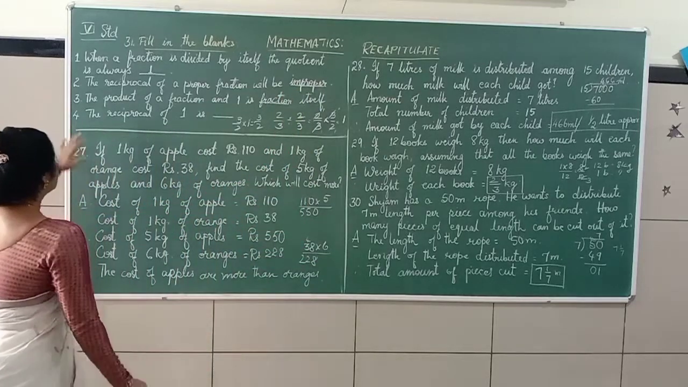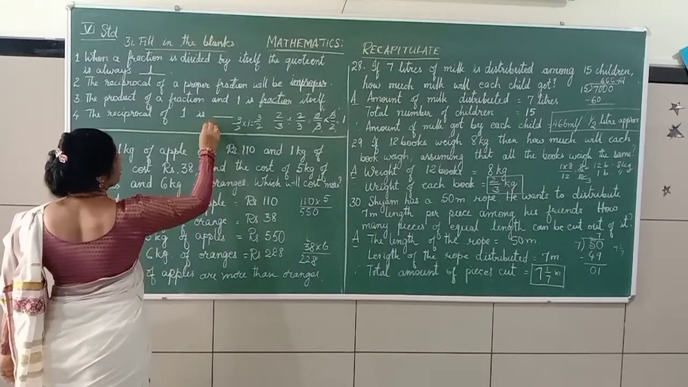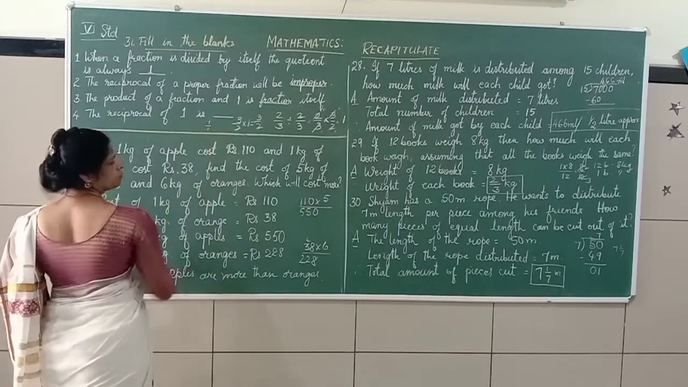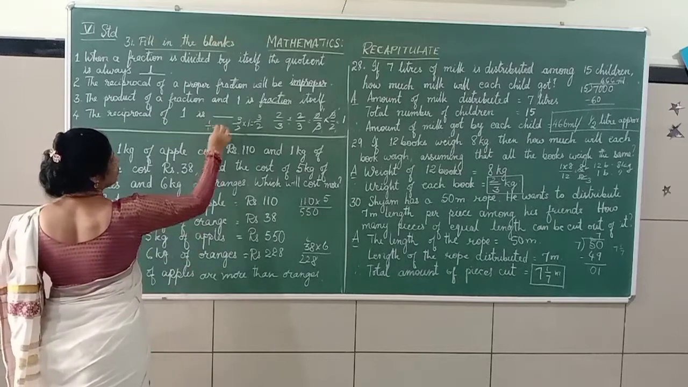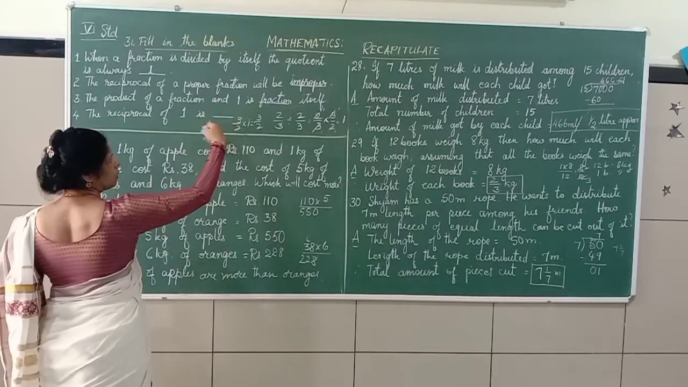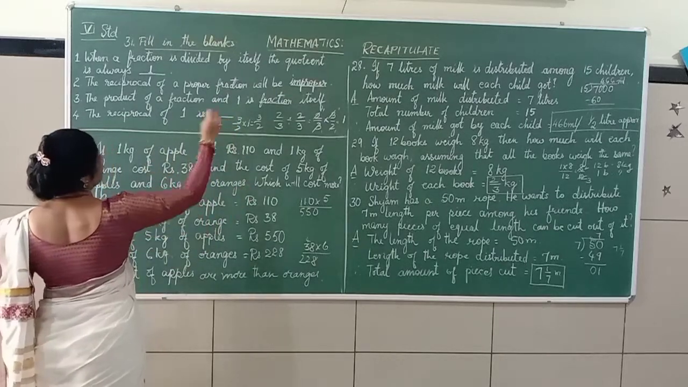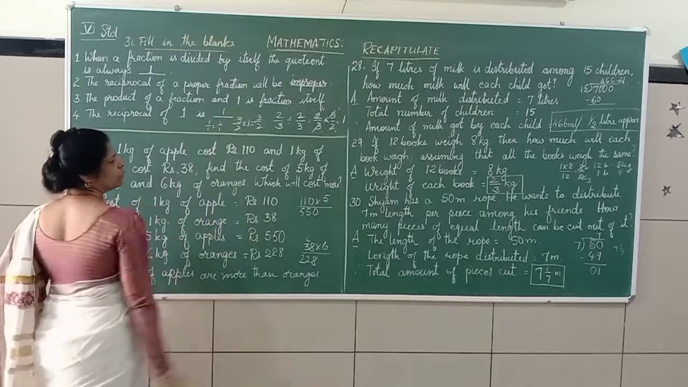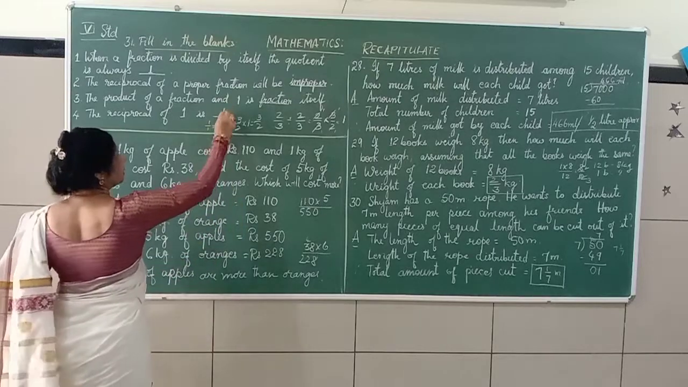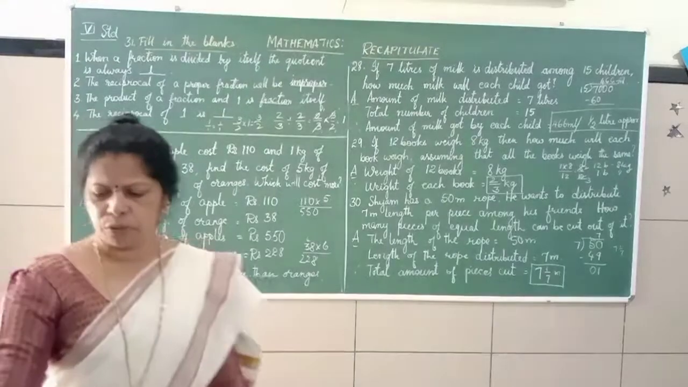Got it? Then the reciprocal of 1 is, so 1 is nothing but 1 by 1, right? And what is the reciprocal of that? The numerator will come to denominator, denominator will go to numerator. So what is the answer here? The reciprocal of 1 is 1 only. So let me stop here. We'll continue in the next class.